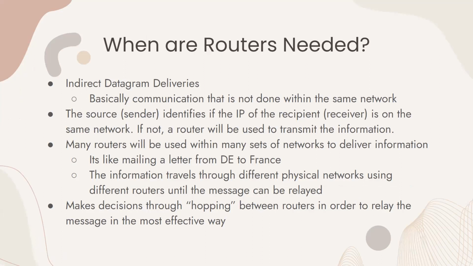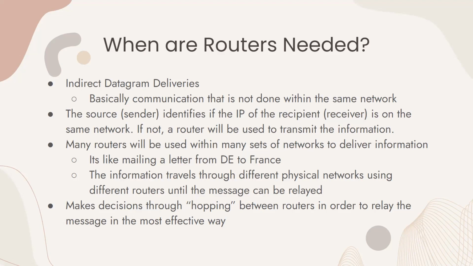So when are routers needed? They are needed for indirect datagram deliveries, which is basically communication that is not done within the same network. If communication needs to be done on the same network, then a router is not necessarily needed. The source, or the sender, identifies the IP address of the recipient, whether or not they're on the same network. If they're not, a router will be used to transmit the information, or many routers, as a matter of fact. Many routers will be used within many sets of networks to deliver information.